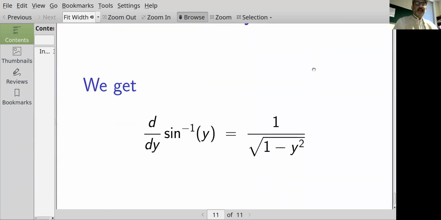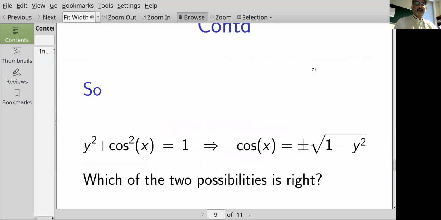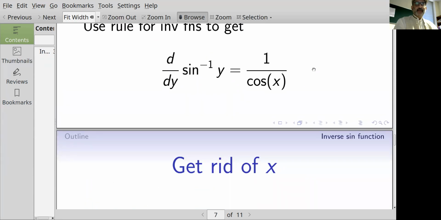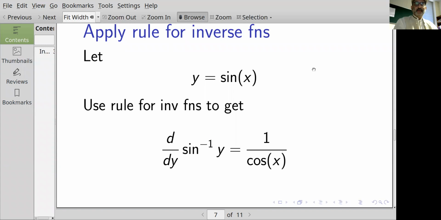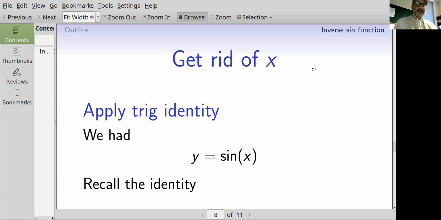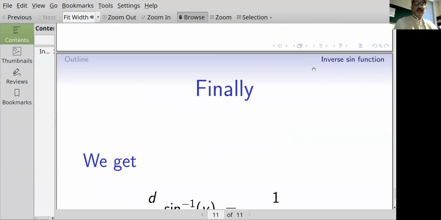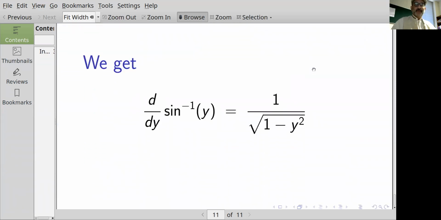So if we go back here, we had that the derivative with respect to y of the inverse sine of y is equal to 1 over the cos of x. And now we've decided that the cos of x is the root of 1 minus y squared. So finally we get that the derivative with respect to y of the inverse sine of y is equal to 1 over the root of 1 minus y squared. And similarly, the derivative with respect to x of the inverse sine of x equals 1 over the root of 1 minus x squared. Okay, so that's enough for this session.